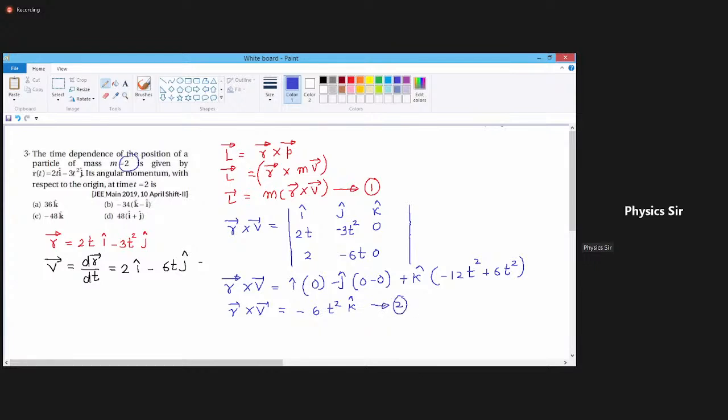The value of the mass is 2. I can write from equation number 1 and 2, vector L will be m. What is m? m is 2. 2 into minus 6, this is minus 12 t square. What is the value of t? t is 2. 2 square is 4, k cap. And 12 and 4, this is minus 48 k cap. I hope all of you have understood.